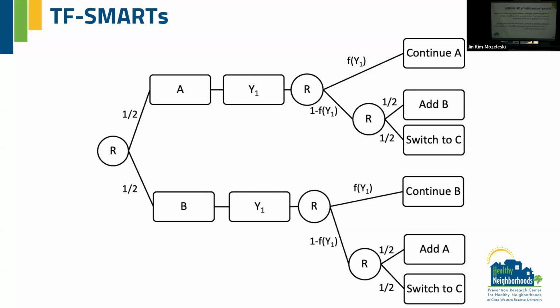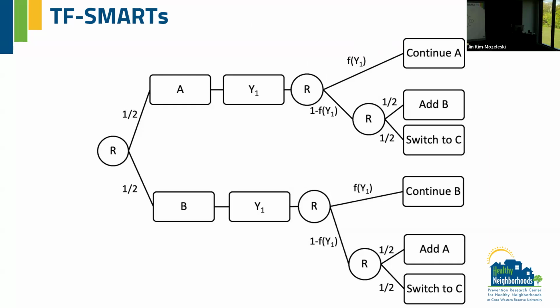Can you bring back the last slide? So you're saying it's the f of Y1? Yep, that's the tailoring function. When you say that, does that mean you're just literally randomly changing it, or how are you determining that?